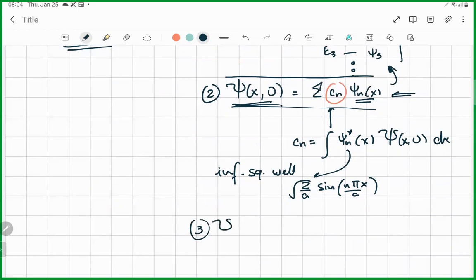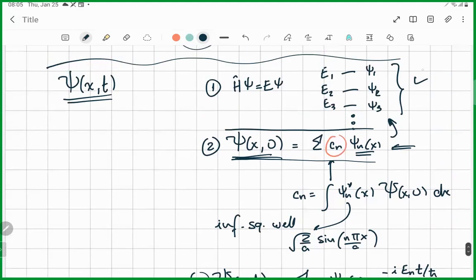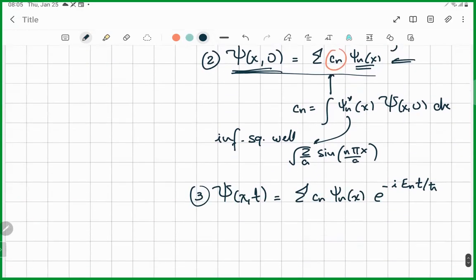We can find the total solution for the time-dependent Schrödinger's equation just by attaching to each element of this sum the time-dependent part, the part that depends on time. What is that? That exponential with the energies over h bar, the energies that we obtained by solving the time-independent Schrödinger's equation. Okay, so did you understand the procedure?